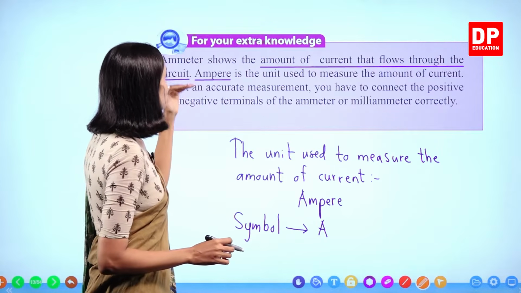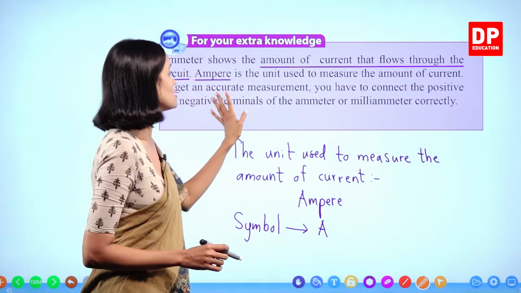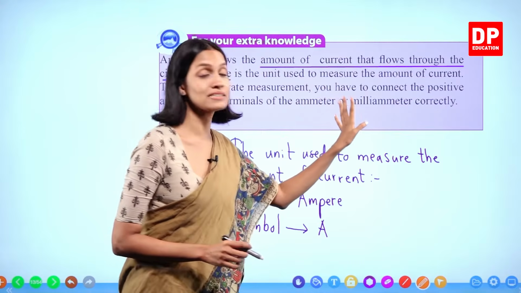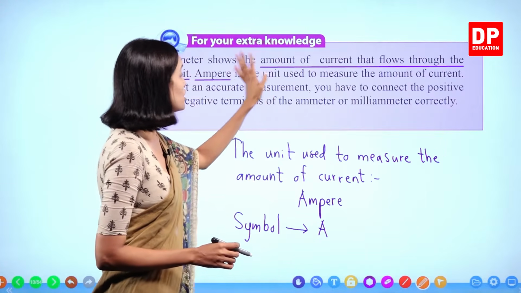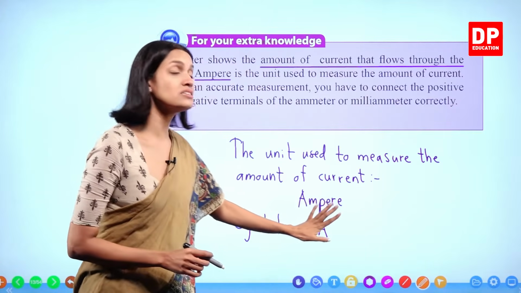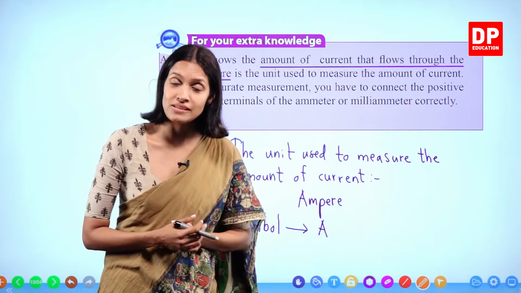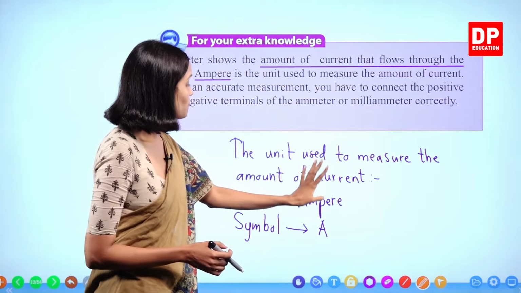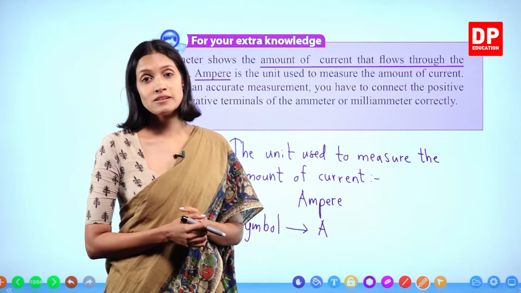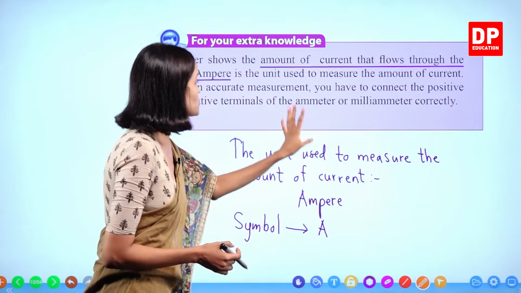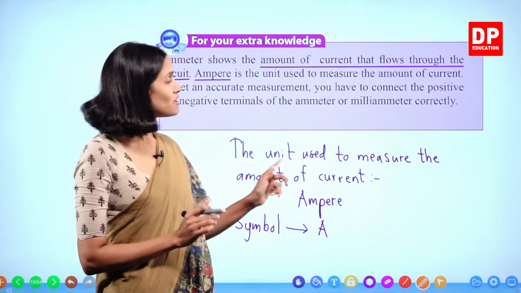To get an accurate measurement, you have to connect the positive and negative terminals of the ammeter or milliammeter correctly. What do you mean by correctly, children? You all know that you have to connect the positive terminal of the ammeter to the positive terminal of the cells and the negative terminal of the ammeter to the negative terminal of the cells. Okay, children? So then you can measure the amount of current correctly. Understand, children? We'll move on to the next.